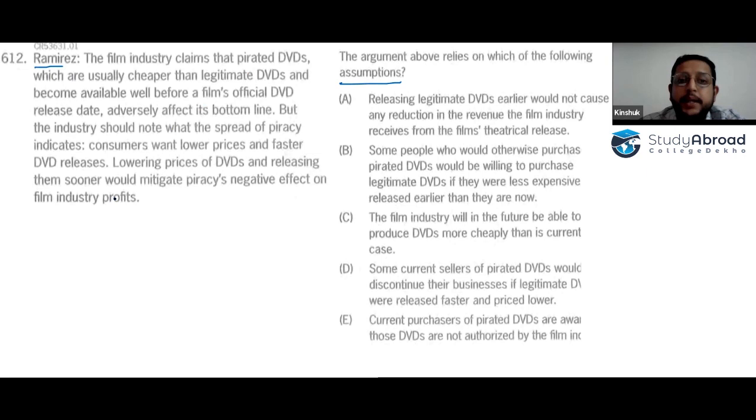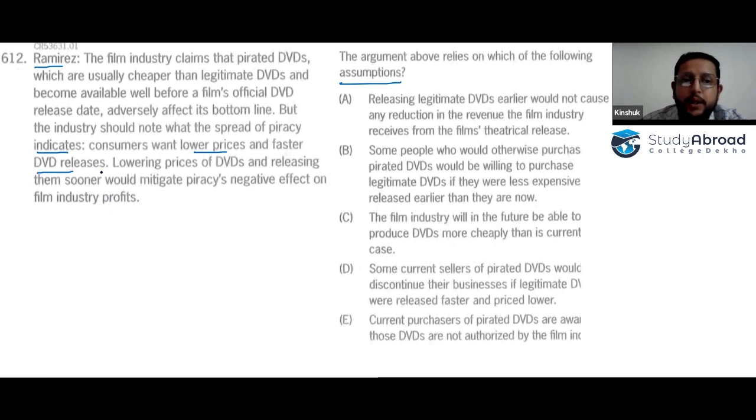Then it says, but the industry should note what the spread of piracy indicates. So according to the author, piracy is indicating something. What is that? Consumers want low prices and faster DVD releases, right? So the author says, okay, the industry is saying that due to piracy, they are being adversely affected. But the author says the industry should note that these are indications that people want lower prices and earlier DVD releases, right? Further, he says lowering prices of DVDs and releasing them sooner would mitigate piracy's negative effect on the film industry's profits, right? So this is his final point.